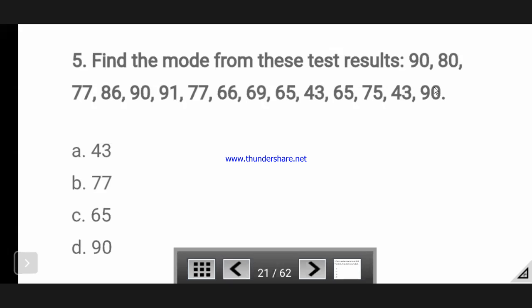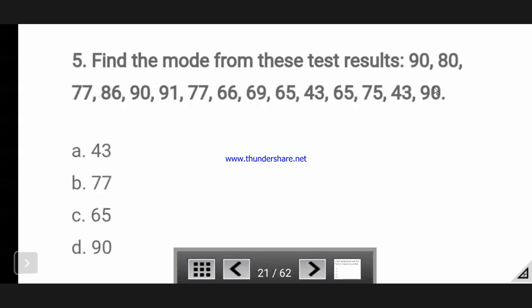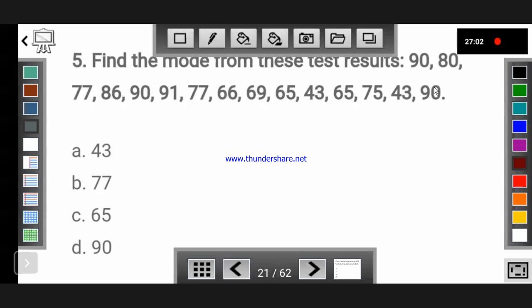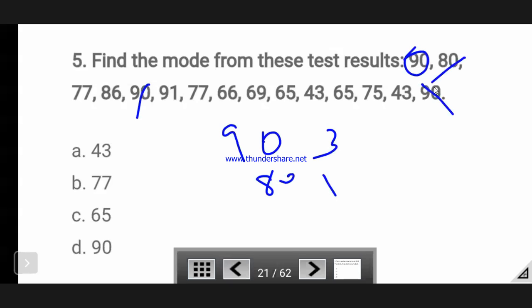Ma'am, mode, 90. Yes, 90, ma'am. Yeah, 90 has occurred more times. Let's calculate the frequency. 90 has occurred 1, 2, 3 times. 80 has occurred 1 time. 77. Who is that one?